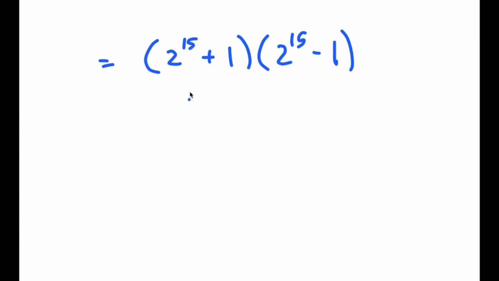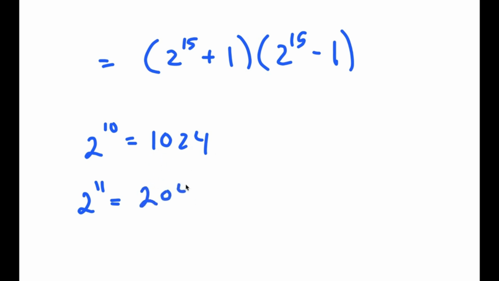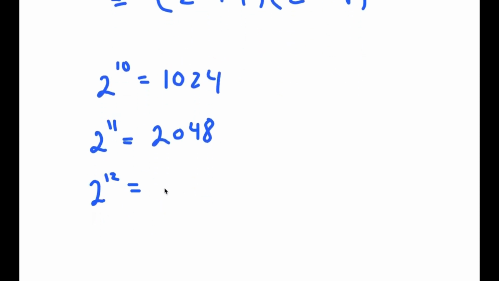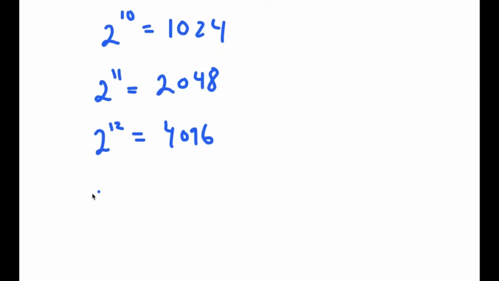Now, 2 to the power of 15, well, what's the value of that? Well, 2 to the power of 10 is 1024. So 2 to the power of 11 is double of 2 to the power of 10, which is double of 1024, which is 2048. So now 2 to the power of 12 is double of 2048, which is 4096. 2 to the power of 13 is double of 4096, which is 8192.